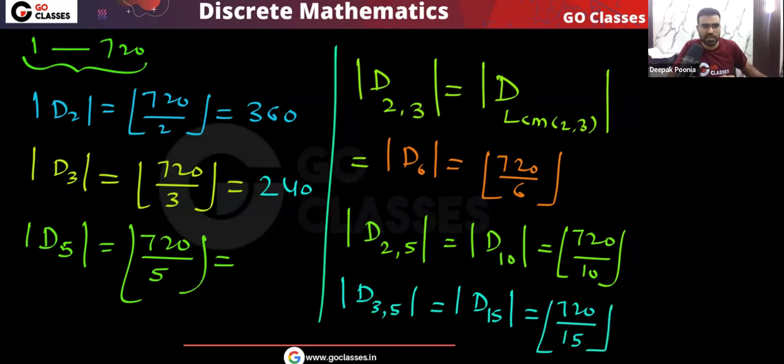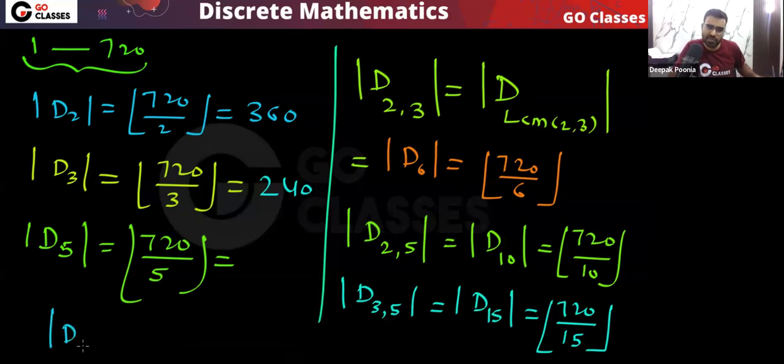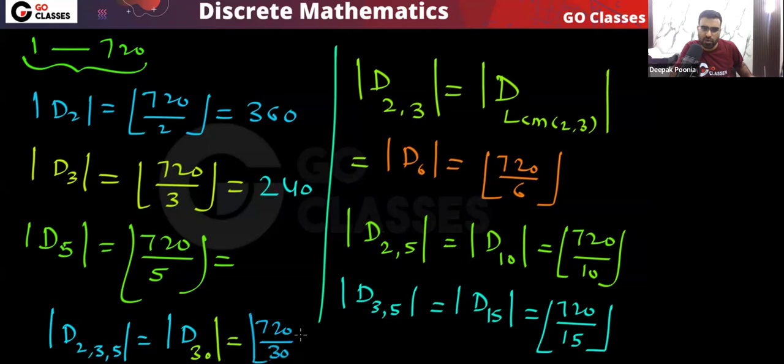And one last thing, that is divisible by 2, 3, 5, all of them. Means divisible by 2 also, 3 also, 5 also. So that will be equal to divisible by the LCM of 2, 3, 5. You can see 2, 3, 5, all of them are prime numbers. When you have a list of prime numbers, the LCM of a list of prime numbers is just the product of them. So the LCM is basically 30. So divisible by 30, how many are divisible by 30? That will be 720 divided by 30, floor.